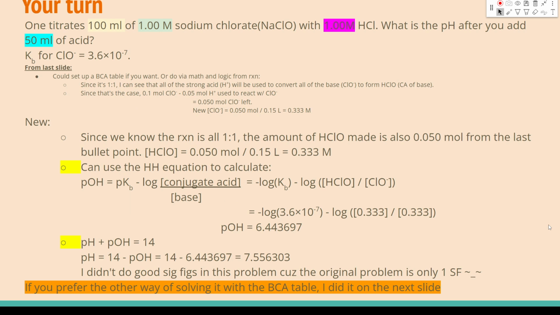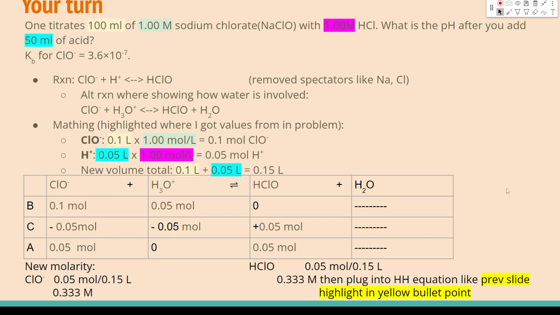And so here you go. Oh, I did show a BCA table. Oh, I guess I did. If you prefer the other way of solving it, I forgot. So here's the other way of doing it. Cool. And then here's my BCA table. Boom. So that's the example problem, your turn. So hopefully you understand it. Please ask questions if you don't.